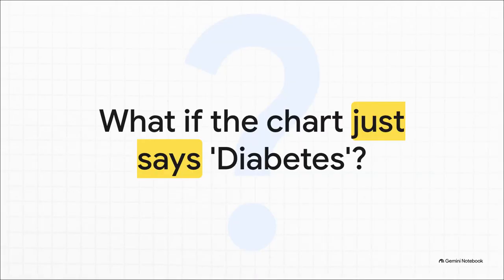So let's start with the scenario that literally plagues coders every single day. You're looking at a chart, right? And your physician has scribbled down just one word: diabetes. No type, no details, just diabetes. What happens next? Well, you can't just guess, and you certainly can't leave it blank. You need to know exactly how the ICD-10-CM guidelines dictate your next move.